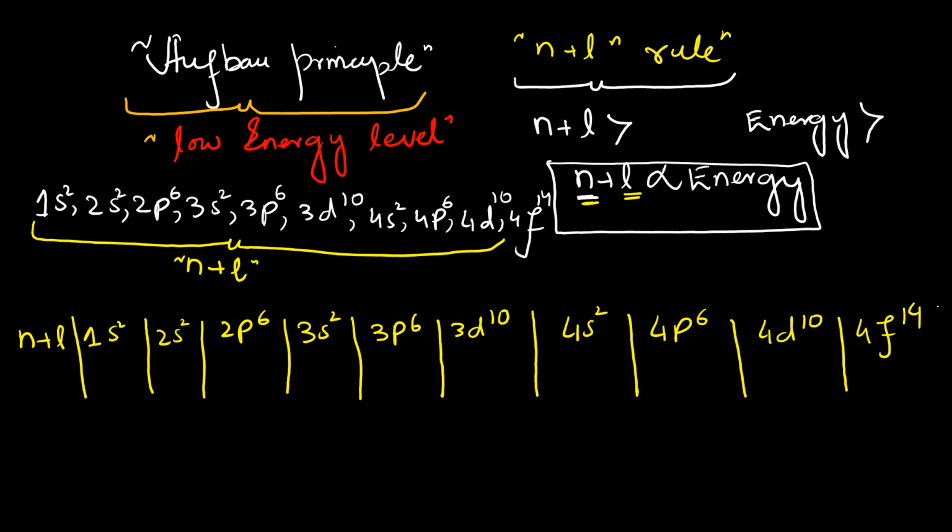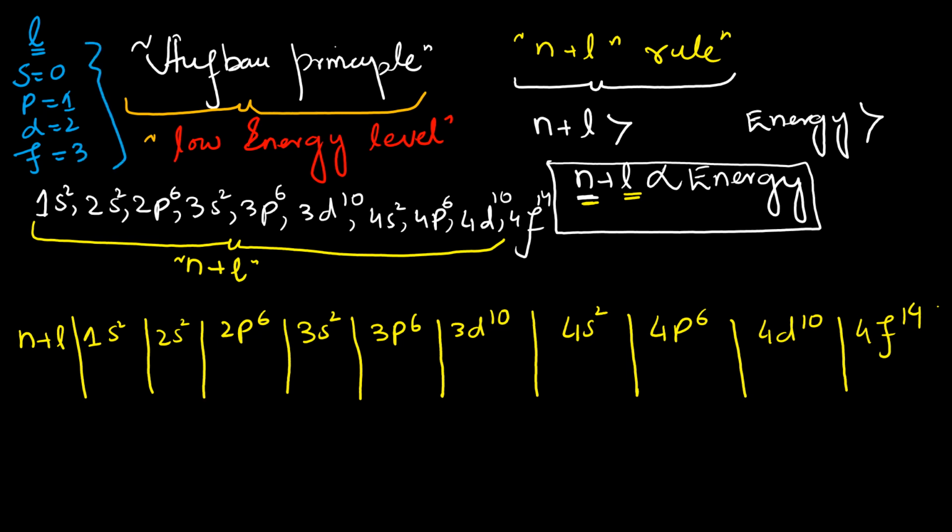So basically, dear student, please keep in mind that the integers 1, 2, 3, 4, and 5 indicate the value of the principal quantum number, whereas the value of the azimuthal quantum number l varies. The value of l for the s shell is 0, for the p shell is 1, for the d shell is 2, and for the f shell is 3.